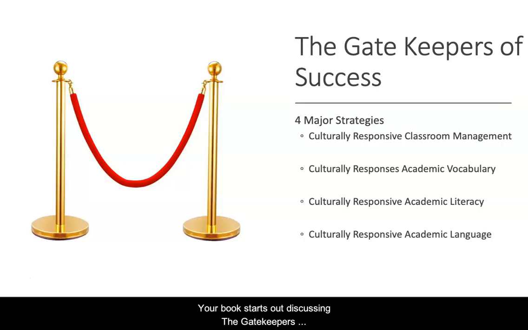So your book starts out discussing the gatekeepers of success. There are 4 major strategies that you need to employ to ensure that your classroom is culturally responsive. And these major strategies include culture responsive classroom management, culture responsive academic vocabulary, culture responsive academic literacy, and culture responsive academic language. And so today's lecture, we're going to break down these 4 major strategies and discuss specific methods that you can employ to ensure that you're attempting all 4 strategies when you're teaching.